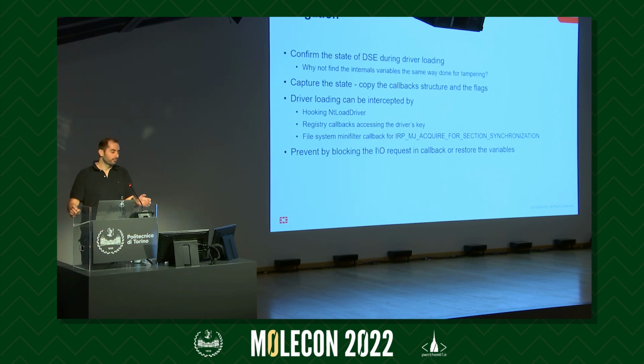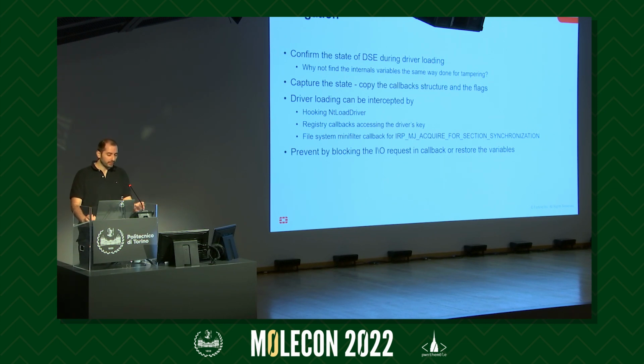So the thought that we had was, why not just try to leverage the same principles that attackers use? Why not try to find out the current state of DSE during runtime? We can use the same logic to find the same internal variables in our own driver, and then we just need to save their initial state when we start. The reason for that is that, because of PatchGuard, those changes have to be momentary, so it's a fair assumption that when we start running, the DSE state will be valid.